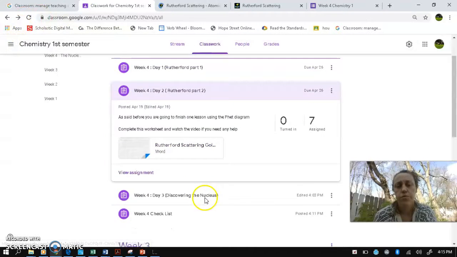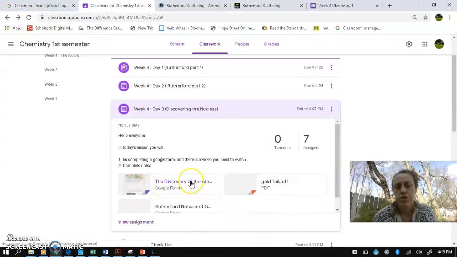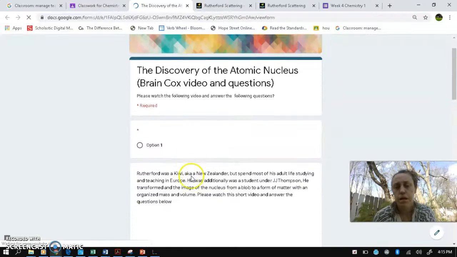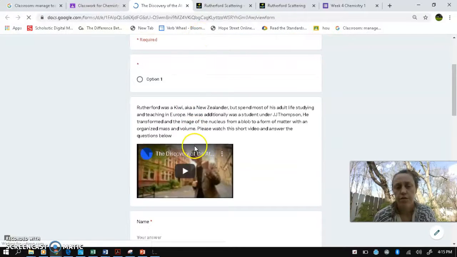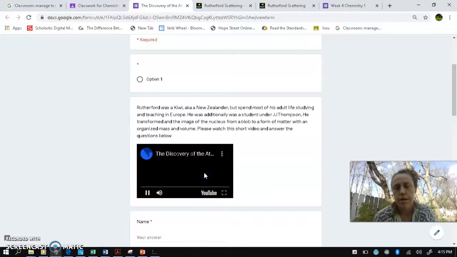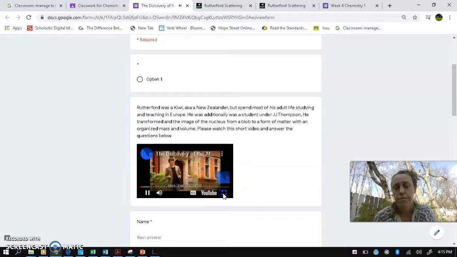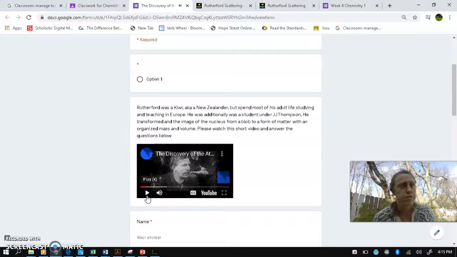The last day is discovering the nucleus. One of the things here is that you need to open the form, and you'll fill this out. Throughout this whole thing is the discovery of the atom, and you need to watch this video. You can blow it up. This is Brian Cox. He's a very famous particle physicist. If you listen to Rogan, he did a commentary with him.